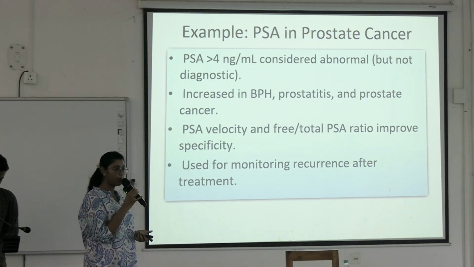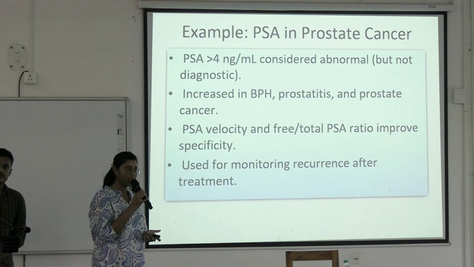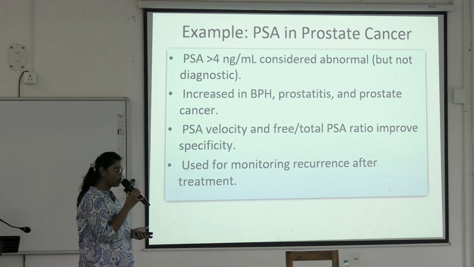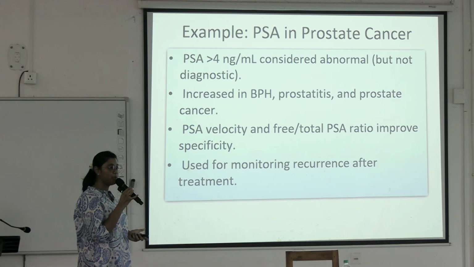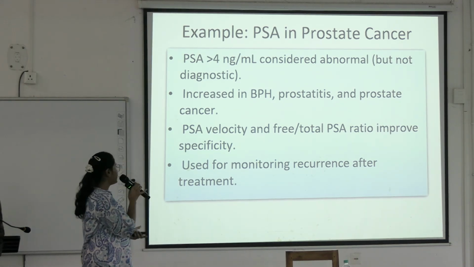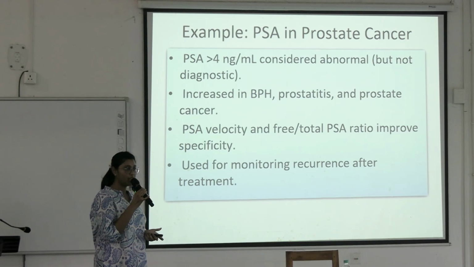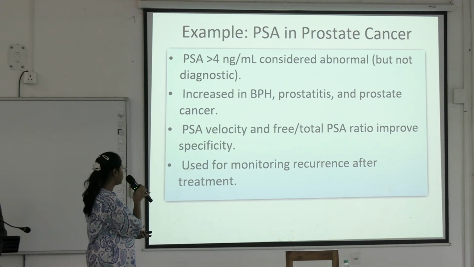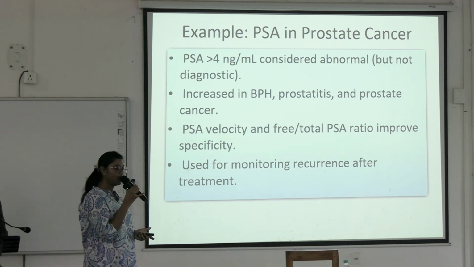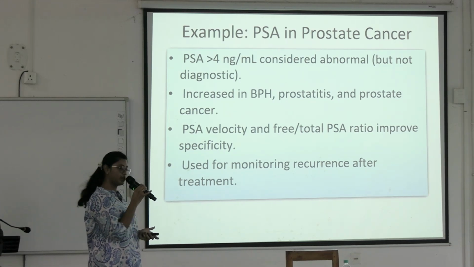If the serum level of PSA is more than 4 ng per ml, then it is considered an abnormal value. Increased in BPH, prostatitis and prostate cancer. PSA velocity and free or total PSA ratio improve specificity, and are used for monitoring recurrence after treatment.